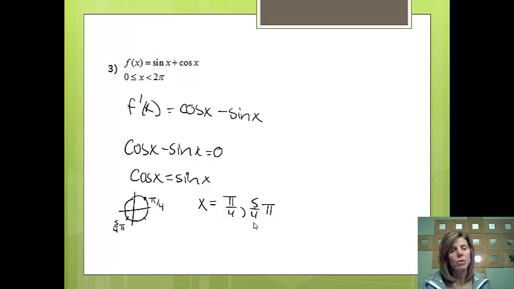So hopefully now you are familiar with what an absolute extrema is, what a local extrema is, and how to find critical numbers once again.